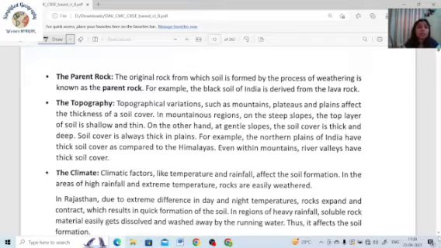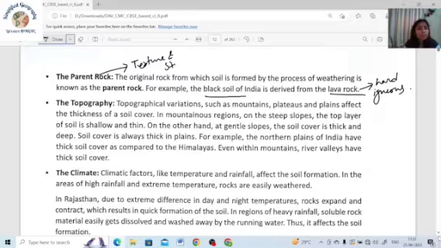An original parent rock from which soil is formed by the process of weathering is known as parent rock. For example, black soil comes from lava rock. Lava rock is hard, igneous rock. So the parent rock decides the soil texture and structure. Clear? The topographical variations such as mountains, plateaus, plains affect the thickness of soil cover.